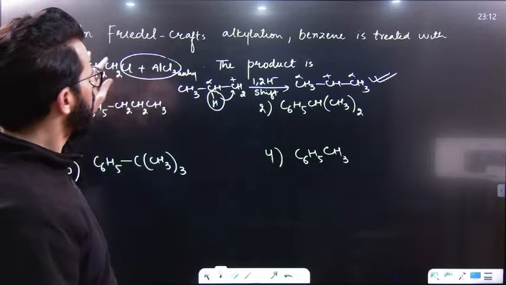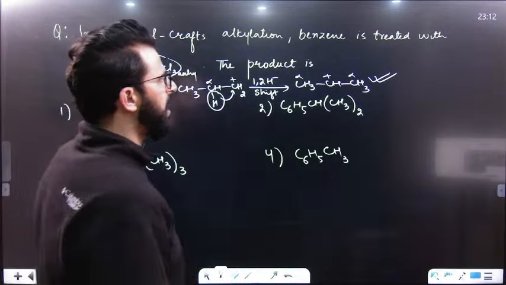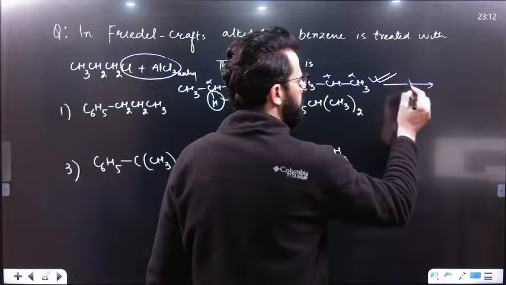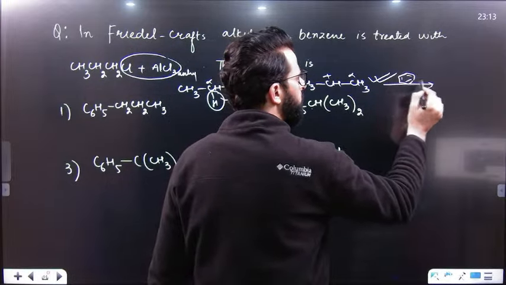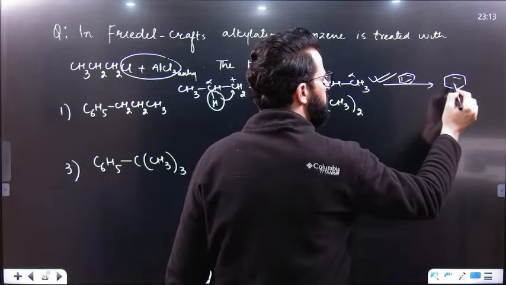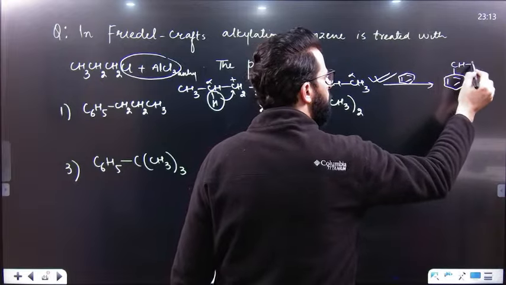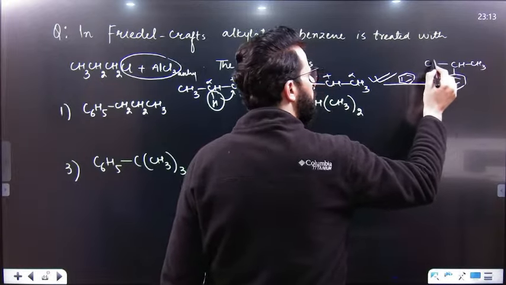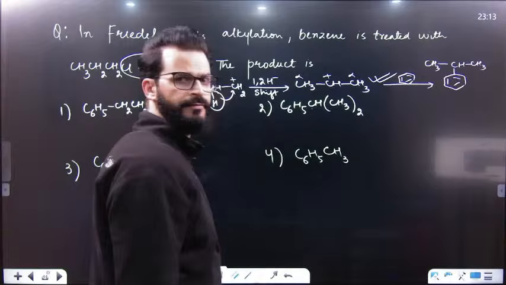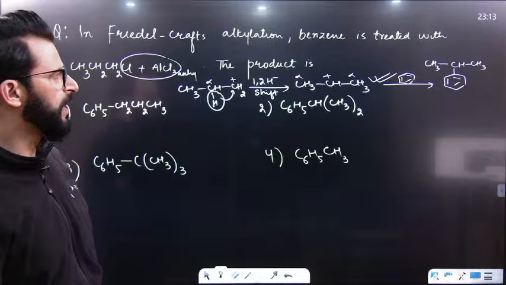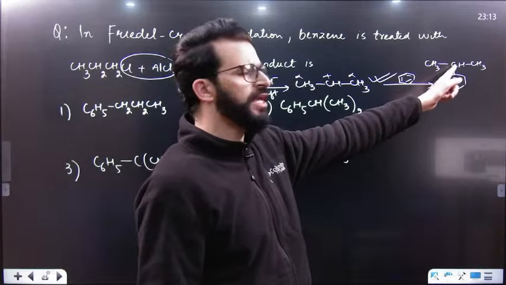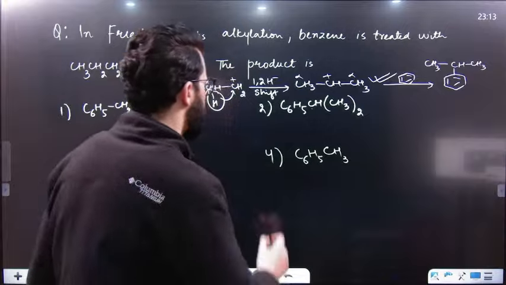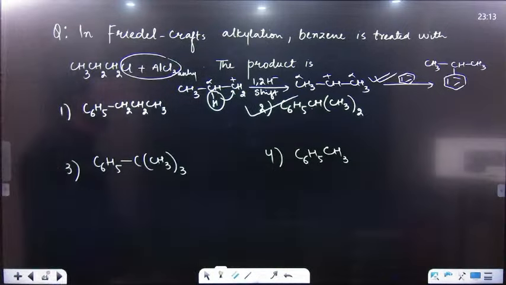Then it will be directly added to benzene. That means the product, when treated with benzene, will be isopropyl benzene, cumene. Isopropyl benzene will be the product, or cumene will be the product. Now, which one is isopropyl benzene? That means C6H5CH(CH3)2. That means this is the right answer.